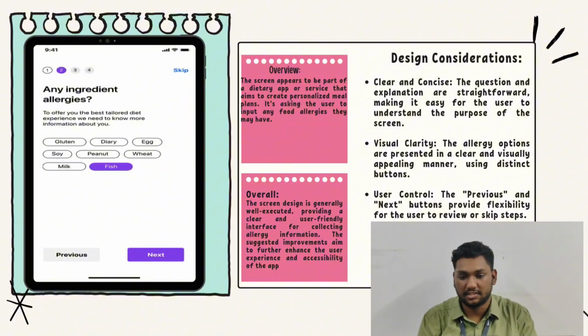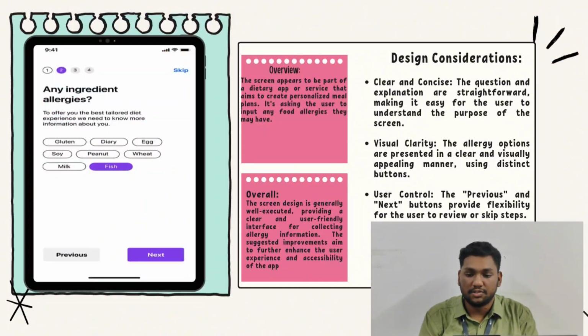For design considerations, clear and concise: the question and explanation are straightforward, making it easy for the user to understand the purpose of the screen. Visual clarity: the allergy options are presented in a clear and visually appealing manner using distinct buttons. For user control, the previous and next buttons provide flexibility for the user to review or skip steps.